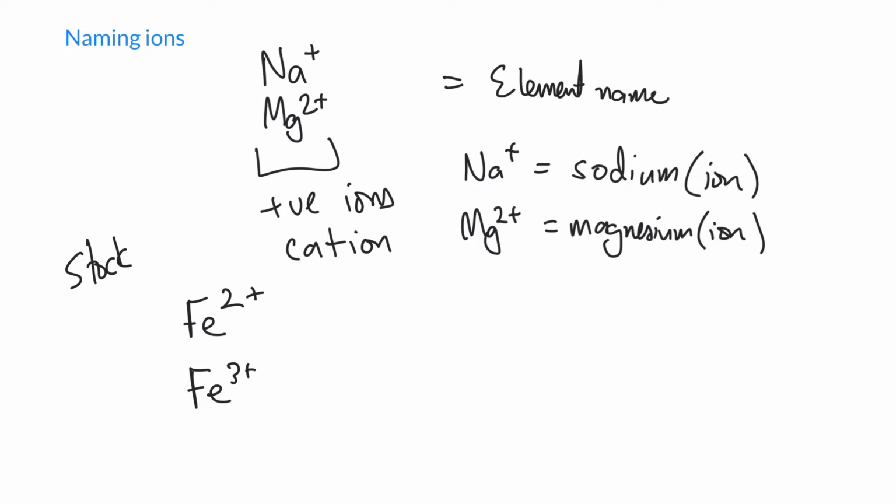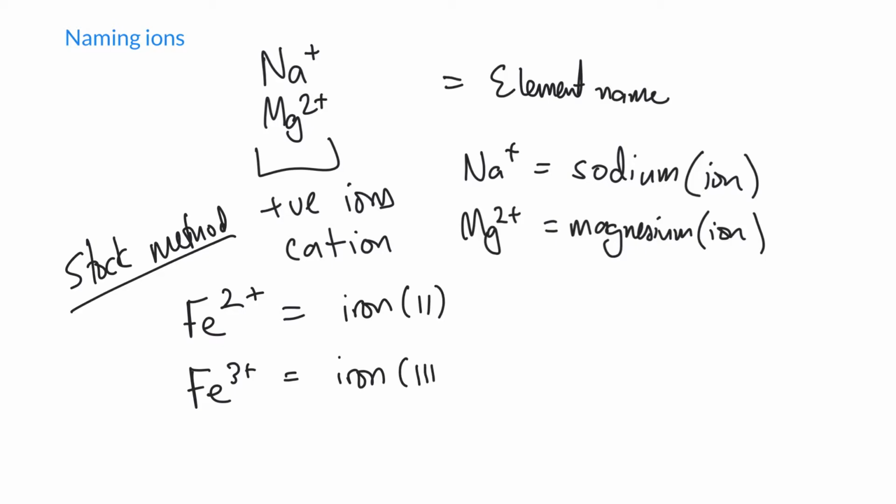So there is the Stock method, named after some chemist called Stock, actually, and I really like it. In the Stock method, you basically call it iron, and then in parentheses and Roman numerals, you write the charge. So you would write iron 2 or iron 3, right? So you would use the Roman numerals, II and III, and put them in parentheses. So iron(II) or iron(III).